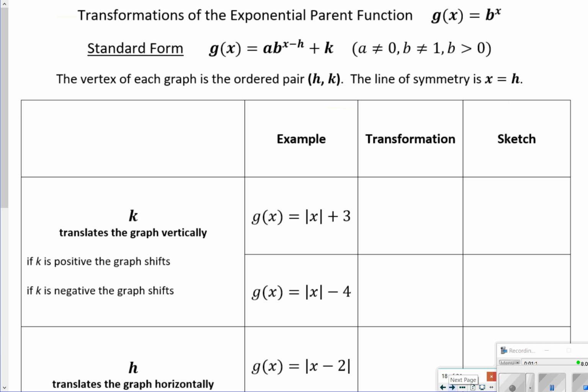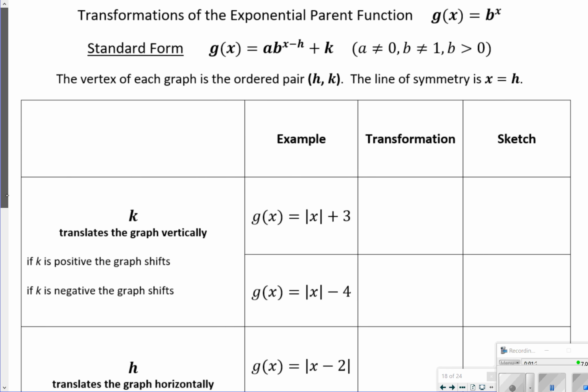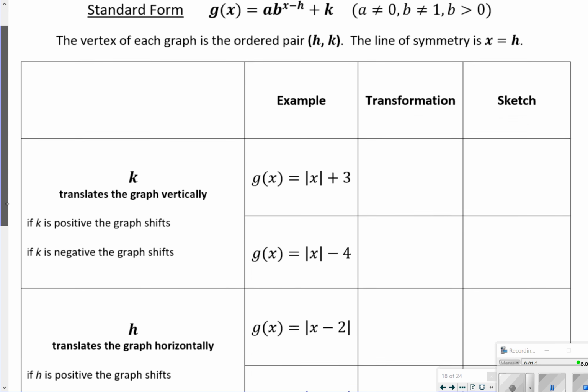Alright, so the next thing we're going to do is fill out this study sheet. So you are getting one of these in class. This will be good for you to use while you're doing your homework tonight, and then also help you review for your test. So what we're going to do is fill out this.